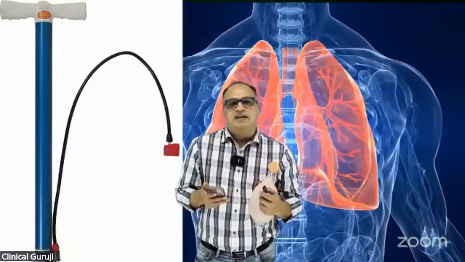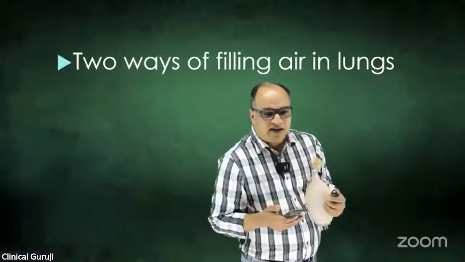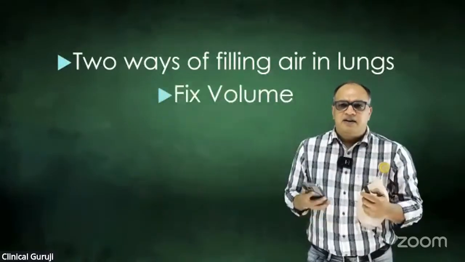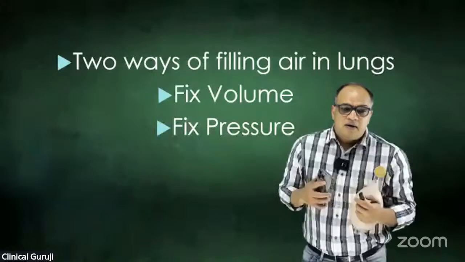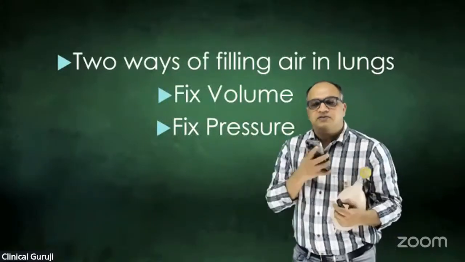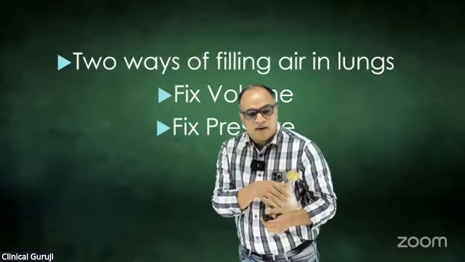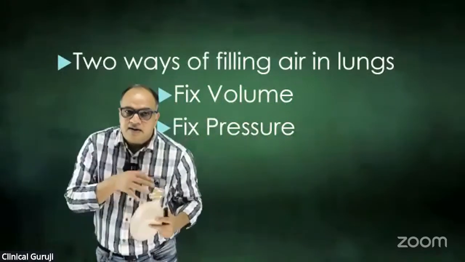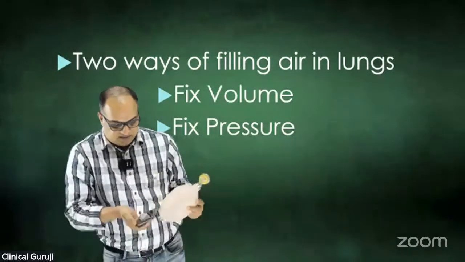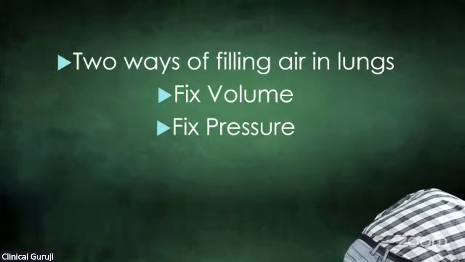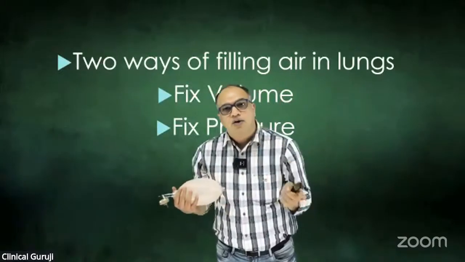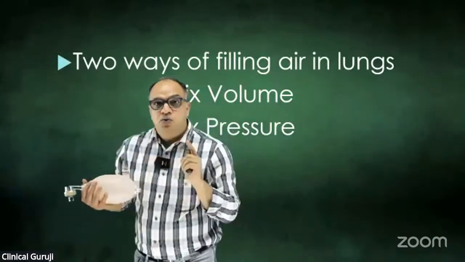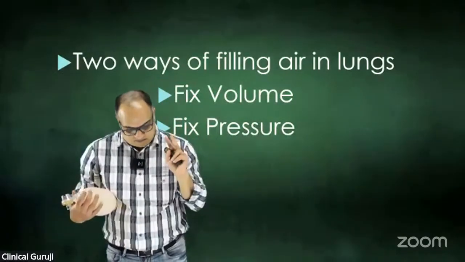Similarly, your lungs are exactly like balloons and they need to be filled with air. Now there are two ways of filling air in lungs. One is that we can fix a volume and fill the lungs with that much volume. Or we can fix the pressure and fill the lungs with that much amount of pressure. But those two things are different. What do you want to have? So you can either fix the volume or you can fix the pressure. You cannot control both. नहीं समझ में आया?